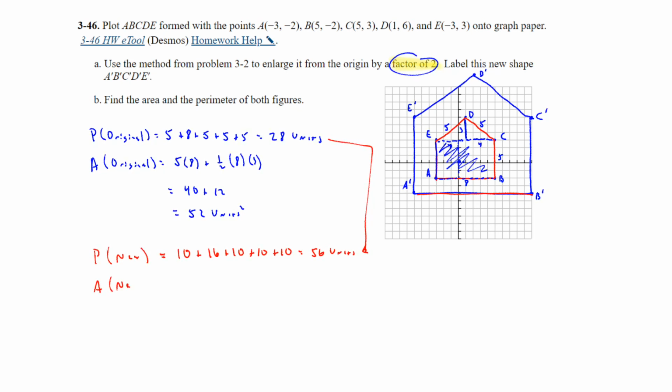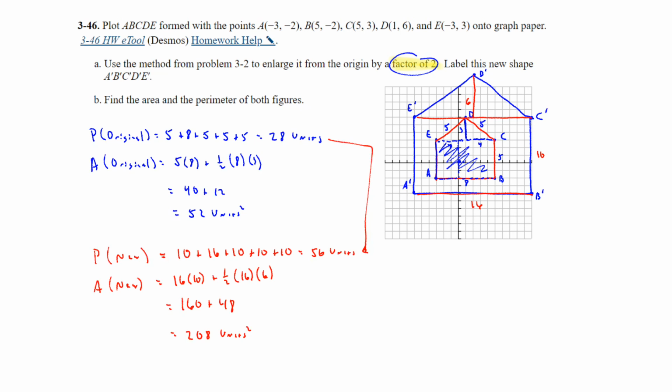Your area of the new is, once again, you can break this up into this rectangle and triangle. So this length here was 16, this one was 10. So we have 16 times 10 plus the area of the triangle, and this height right here was 3, so it doubles to become 6. We also have the base of 16 times the height of 6. So what do we get here? 160 plus half of 16 is 8. 8 times 6 is 48. So it looks like 208 units squared for the area of the new.